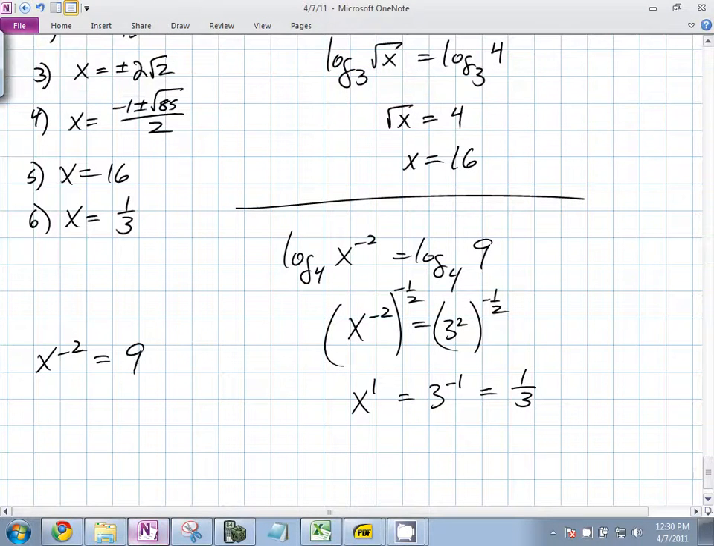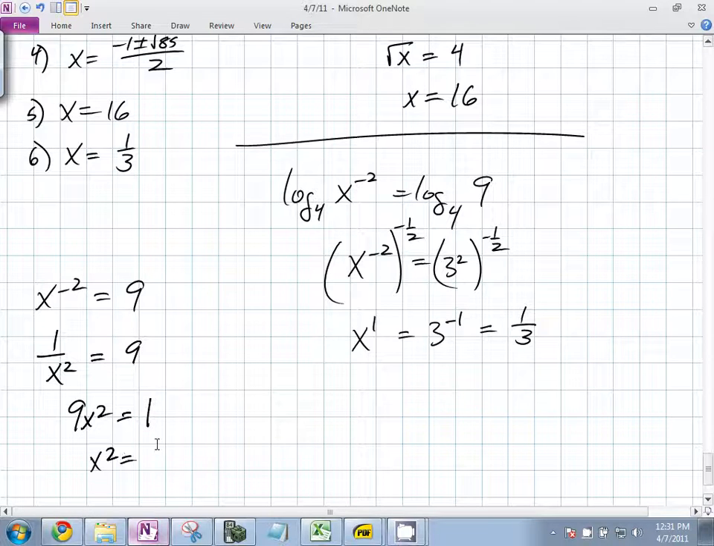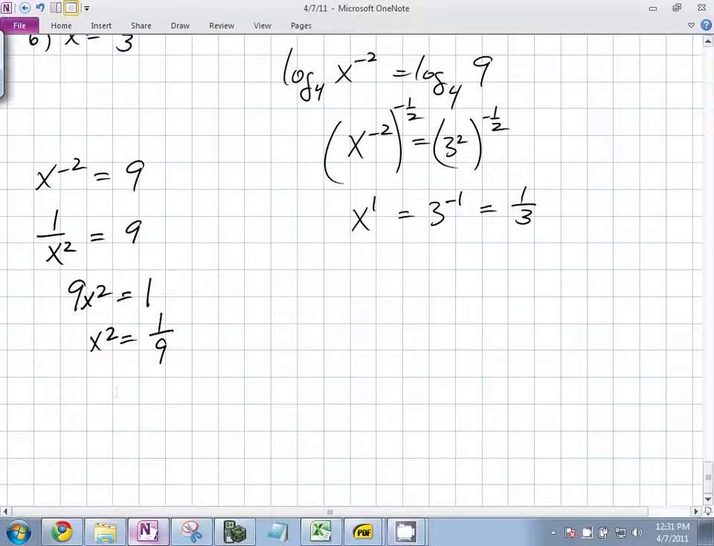What is X to the negative 2? 1 over X squared equals 9. 9X squared is equal to 1. X squared is equal to 1/9. So X is equal to, and this is what you got over there, right? Plus or minus a third?